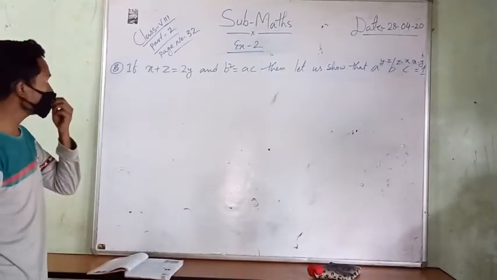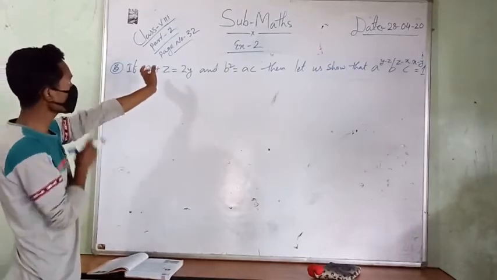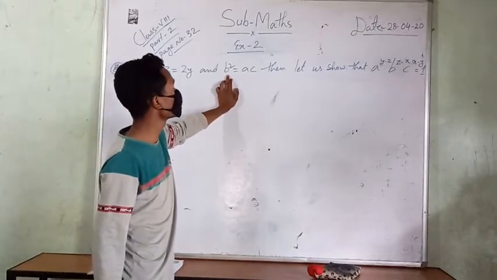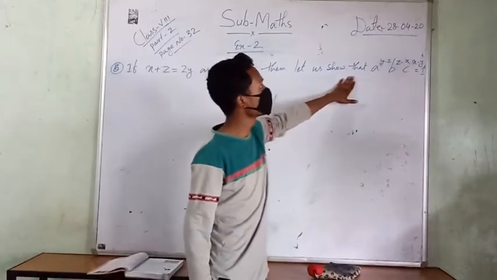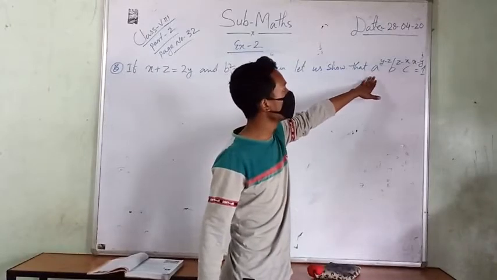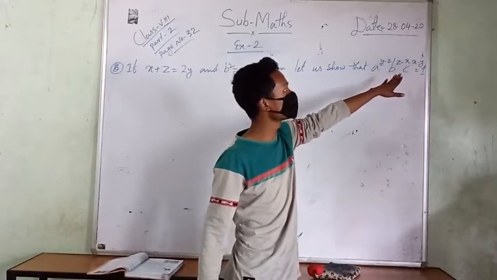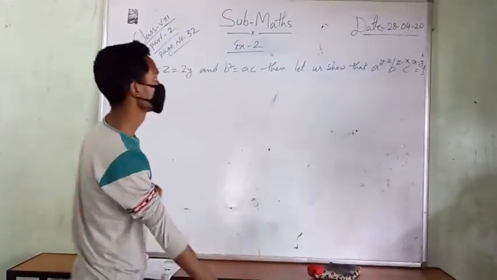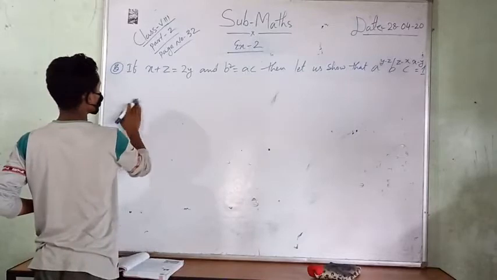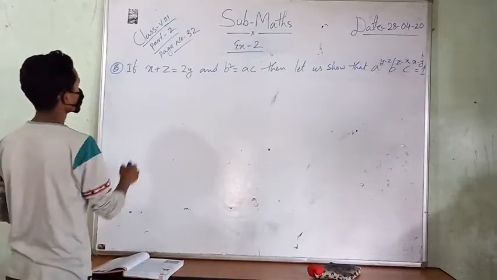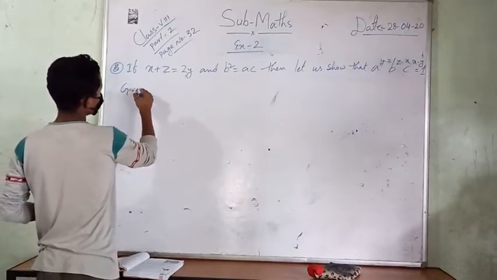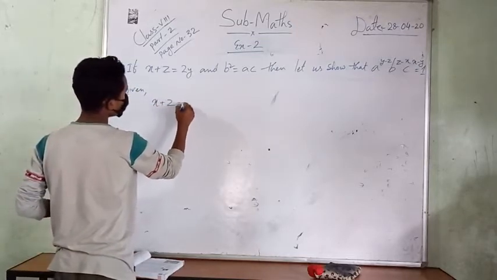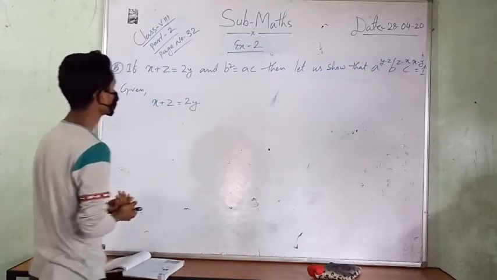Then look at that: x plus z equals 2y, that is given, and the value of b square is ac. Then let us show that a to the power y minus z into b to the power z minus x and c to the power x minus y equals 1. Given x plus z equals 2y.